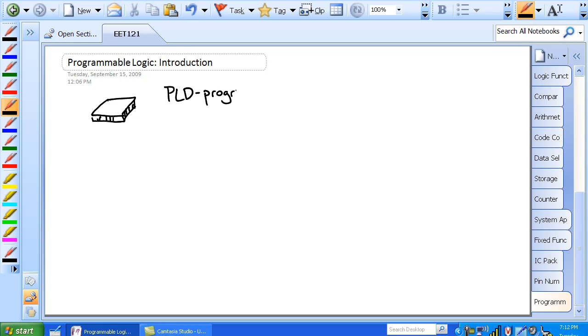There's one thing about this course, lots of acronyms. Programmable logic device.